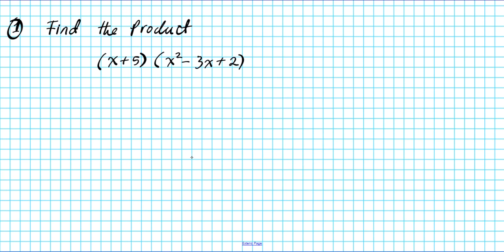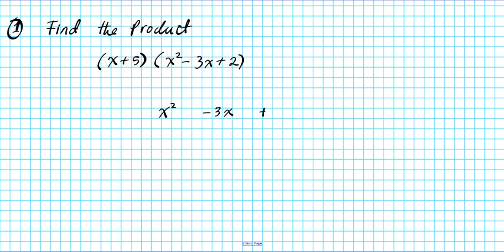I want to show you a method that can be used to really facilitate the multiplication of polynomials when you have two or more terms being multiplied by three or more terms. Okay, I'm going to be using something called the box method. Alright, so let's go ahead and make use of the box method. What I'll do is I'll take the second polynomial expression, the one with three terms, the quadratic trinomial. Let me put that on the top of the box. We have x squared minus 3x plus 2.